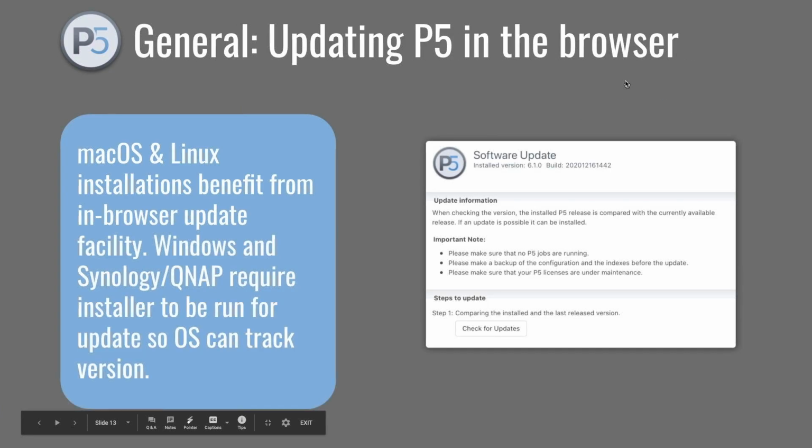So the next slide is, I like this one a lot, it's updating P5 in the browser. So we now have a software update menu selection that allows you to check the version of P5 against Archiware's download server and pull down and restart the software and install the update. You can see the bit of UI warns you that you should make sure obviously that there are no jobs running because it's going to require a restart.